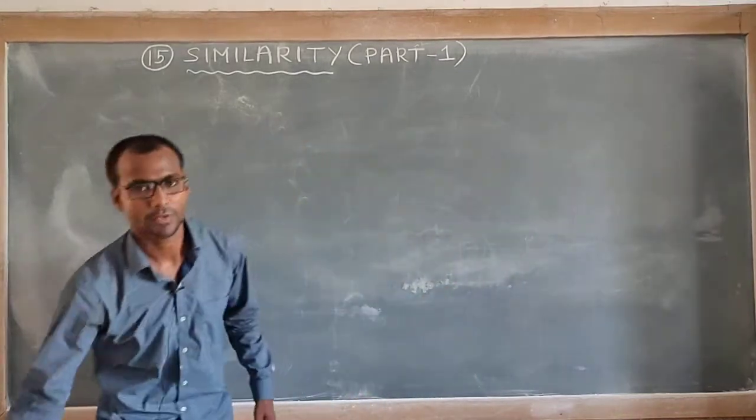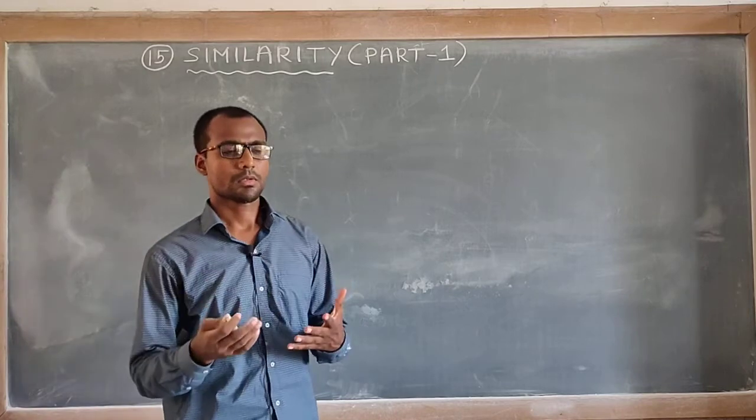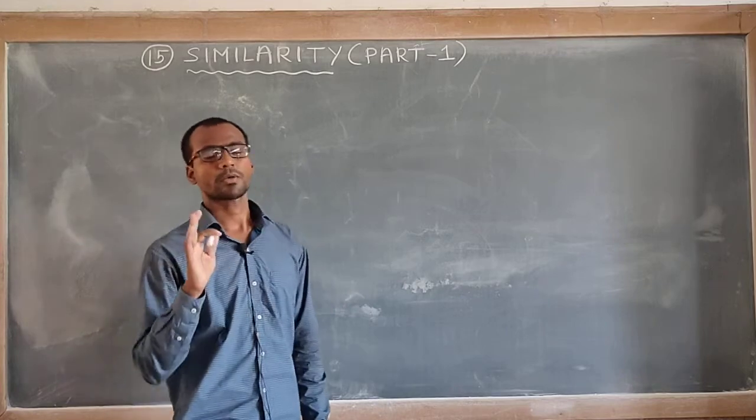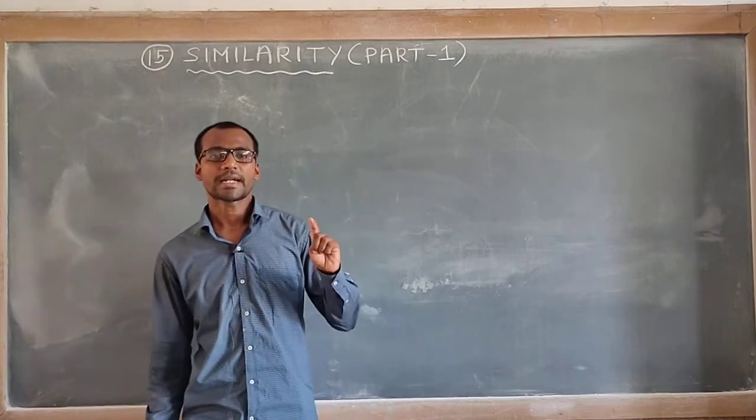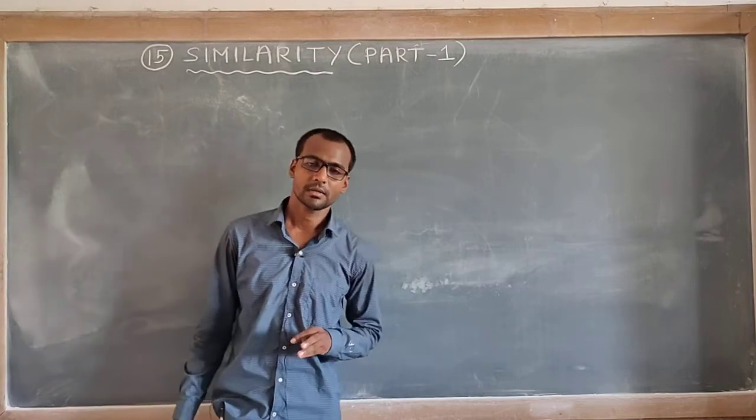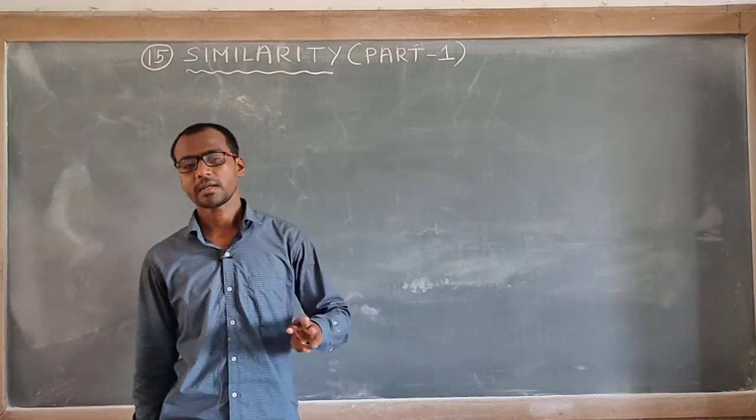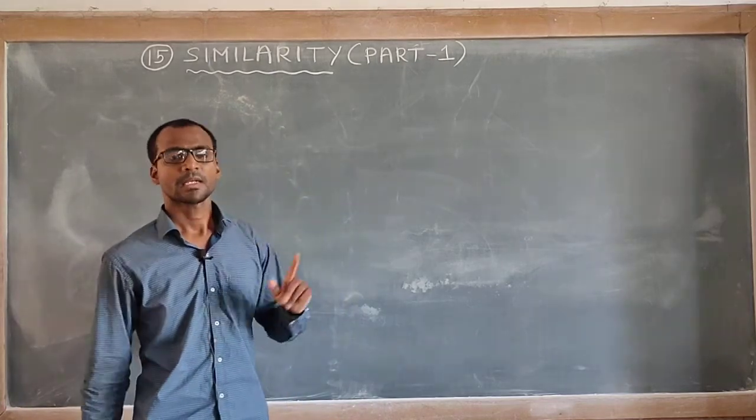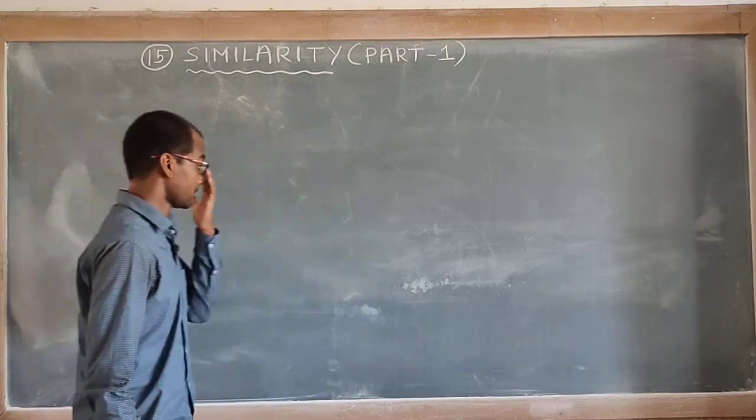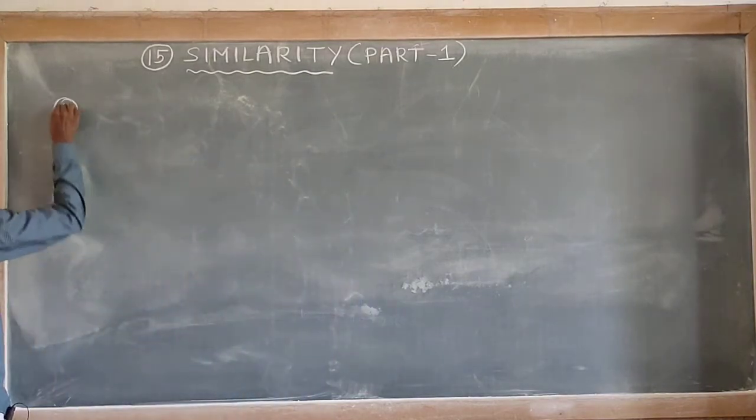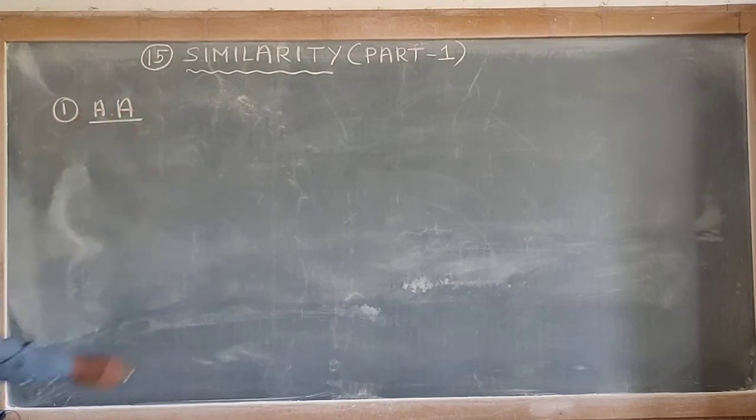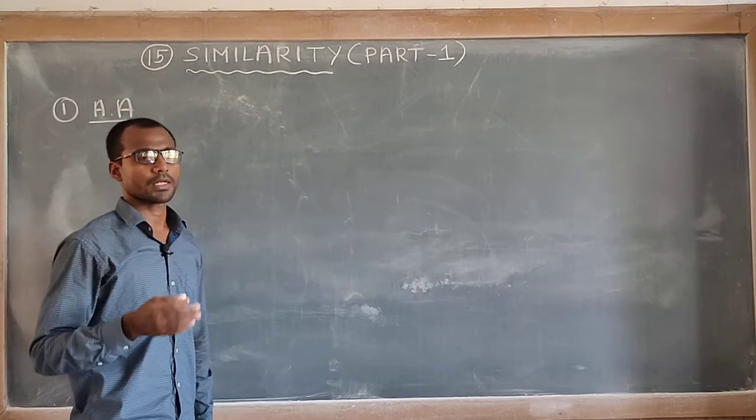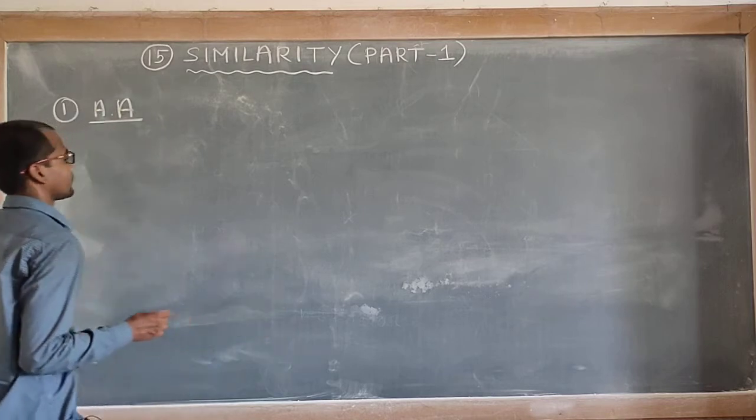Now we will move to different postulates which we are going to use to prove similarity. In case of congruency there were some postulates like side side side, side angle side, angle side angle, angle angle side, and right angle hypotenuse side, RHS. There were 5 postulates in case of congruency. In similarity there are 3 postulates. The first postulate is angle angle, and it is the most important postulate, because it is frequently used. It is the easiest also and the most frequently used postulate.